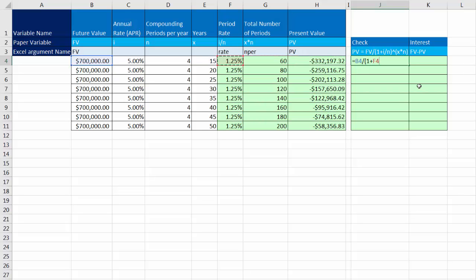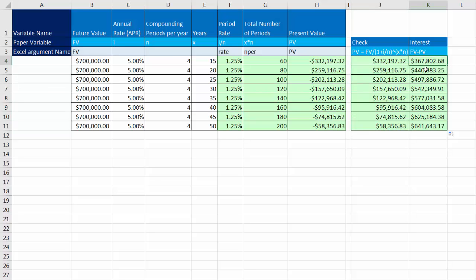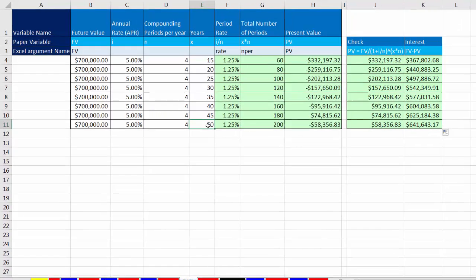Now, I'm going to double check this. Equals, and there's the future value, divided by, in parentheses, 1 plus, there's our period rate, close parentheses, caret, and there's our total number of periods, tab. Now, the moment of truth, the interest. Equals, and I'm going to go get the future value, and I'm going to subtract by adding our negative amount from our PV function. And now when I highlight these, I'm going to copy them down. That is simply amazing. The power of compound interest. That time variable has a huge impact.